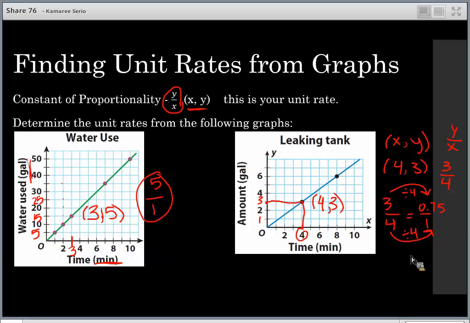Again, you can type that into your calculator, that's fine. So again, we have gallons and we have minutes. So this means it's 0.75 gallons for every 1 minute.